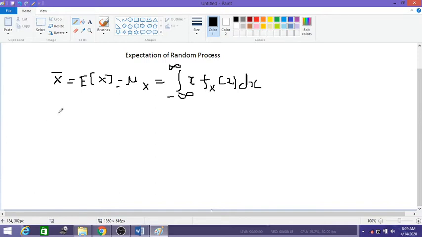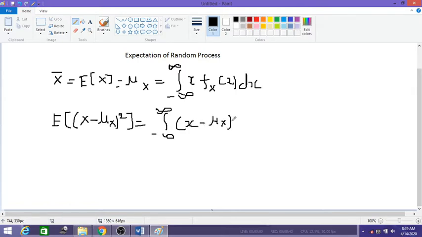Now if we were finding the expectation of the difference of the random variable X minus its mean mu x, whole square, then its expectation value will result in an integration from minus infinity to plus infinity, where the same density is multiplied, that is (x minus mu x) whole square into fx of x into dx. Now remember here, this capital X represents the random variable and this small x represents the observation of that random variable.